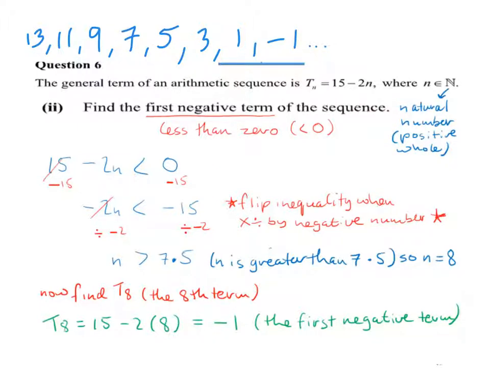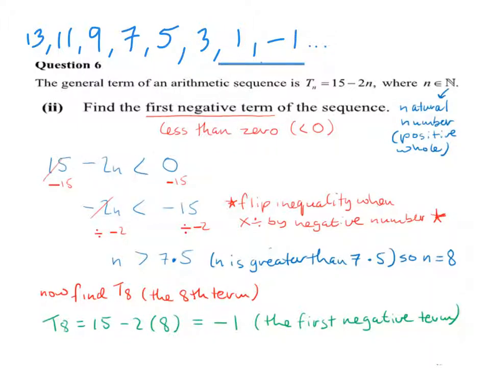But another way is to take Tn, which is 15 minus 2n, our nth term, and let it be less than 0. First negative term also means less than 0. So we write the less than symbol, one of our inequality symbols. Our inequality symbols are greater than, greater or equal to, less than, and less than or equal to. So this is our less than symbol, and this means less than 0. So we have 15 minus 2n is less than 0.